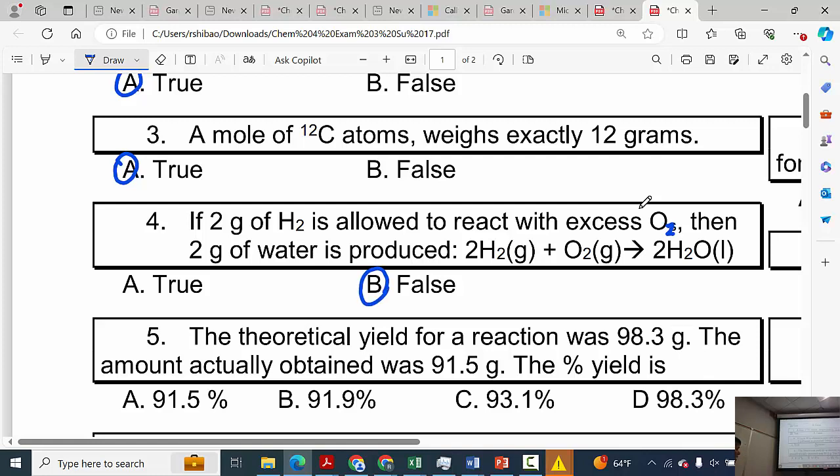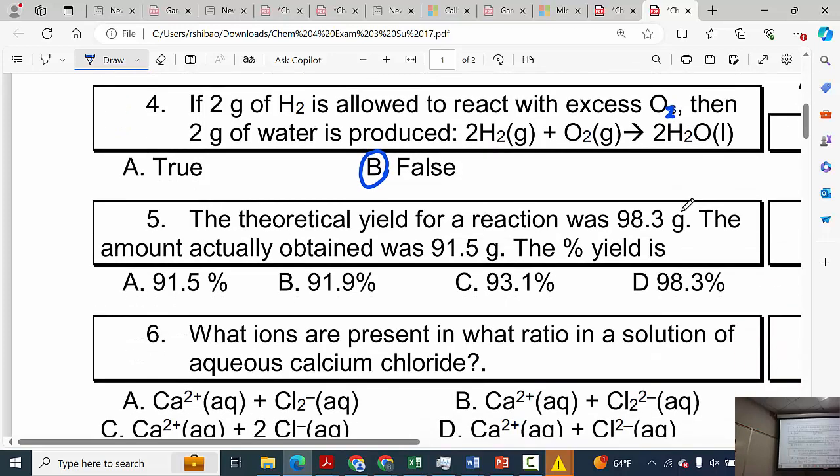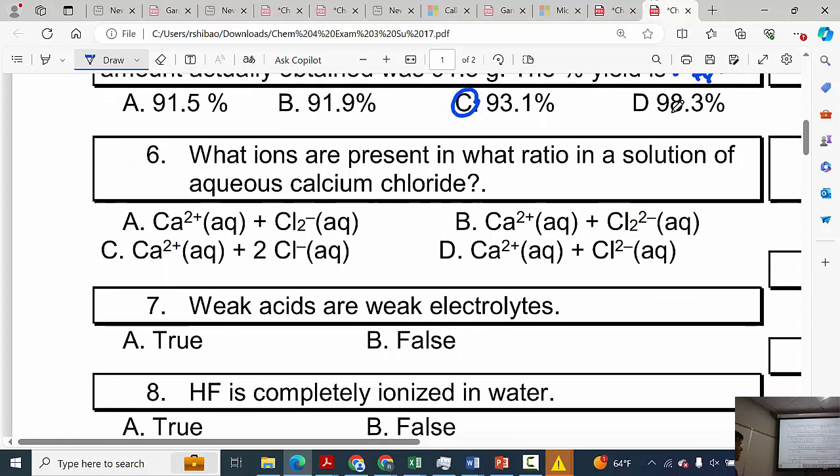5, the theoretical yield for a reaction was 98.3 grams. The amount actually obtained was 91.5 grams. The percent yield is what? 91.5 is the actual yield over the theoretical yield times 100%. So if your actual yield were 98.3 and your theoretical yield were 98.3, then that would be 100% yield. And so let's see what it comes out to. 93.0. Yeah, C. 6. What ions are present in what ratio in a solution of aqueous calcium chloride?